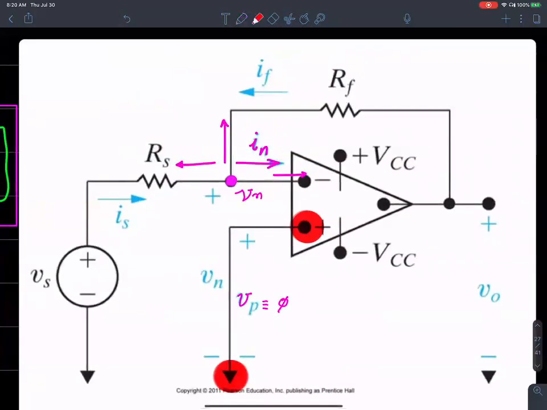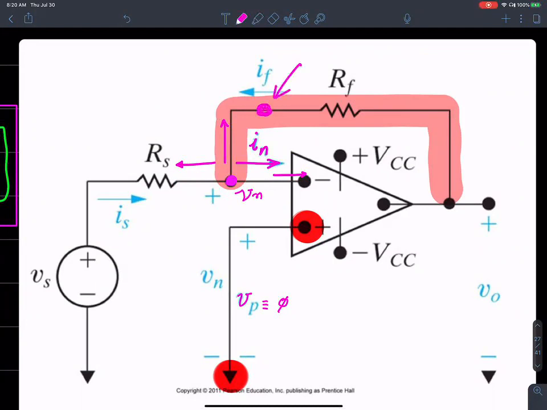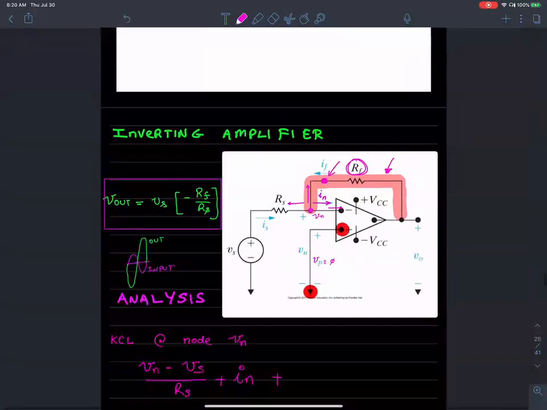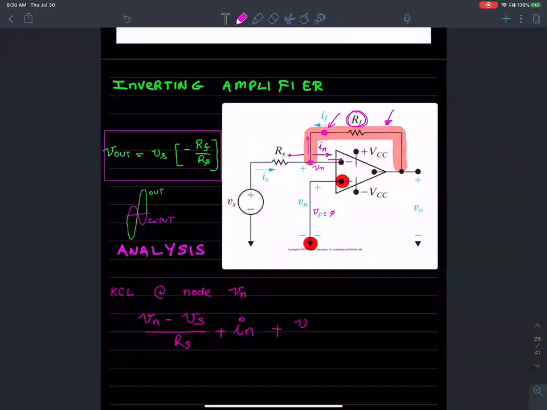I'm talking about this current right here. That'll be the voltage at this node minus the voltage at this node, divided by RF. Let's see what those values are. It's going to be Vn minus the voltage right here, which is V0, right? Minus V output, VO, over RF. All of that equals 0. And that's according to the KCL at that particular node.